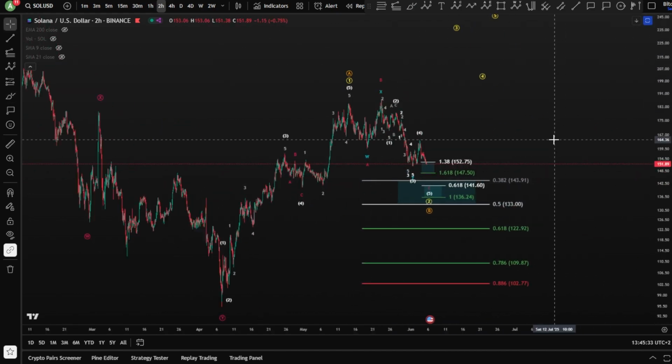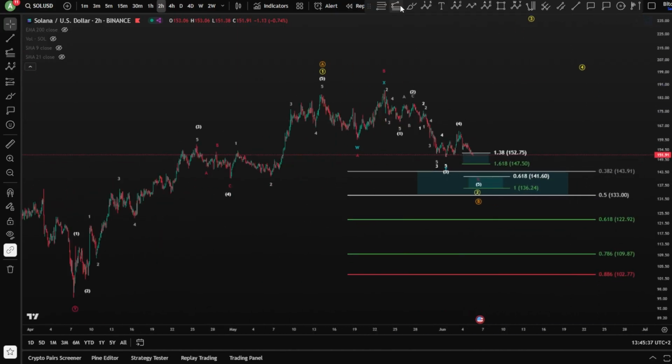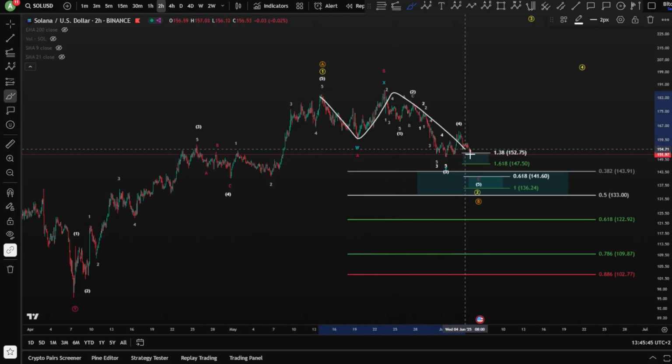In both case scenarios right now, we are looking for something very corrective, basically, because you are looking here at W, X, and a Y, or you are looking at A, B, and a C, an expanding flat.